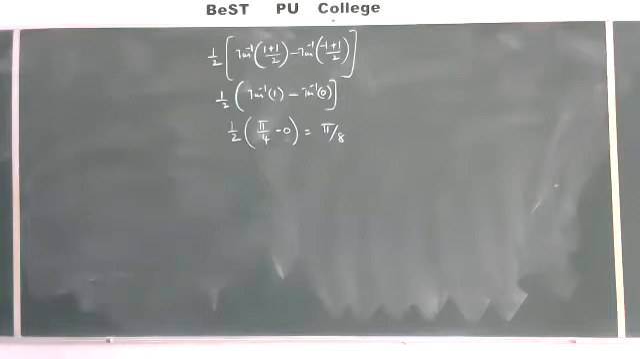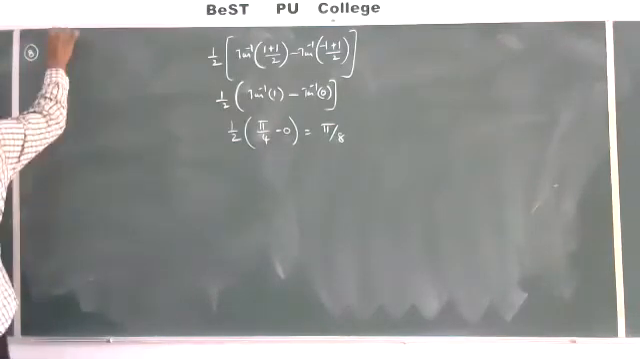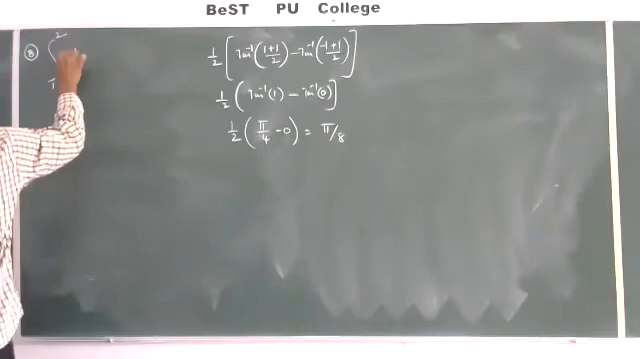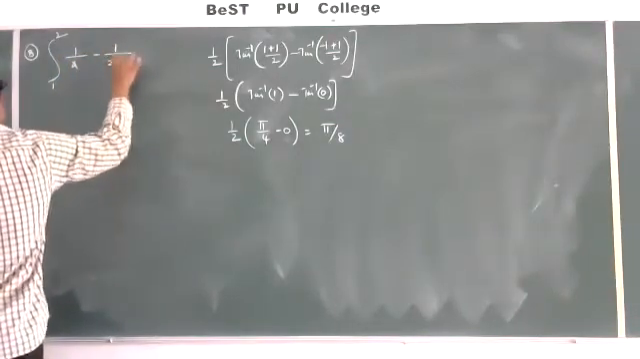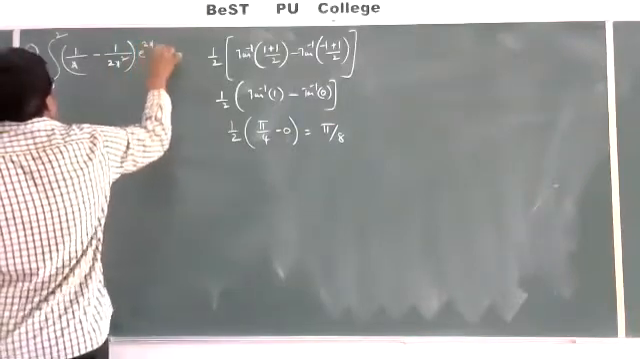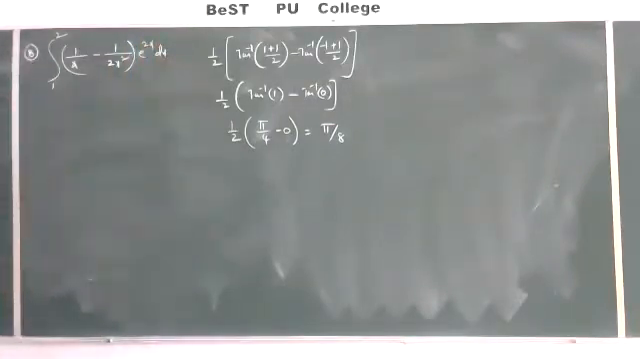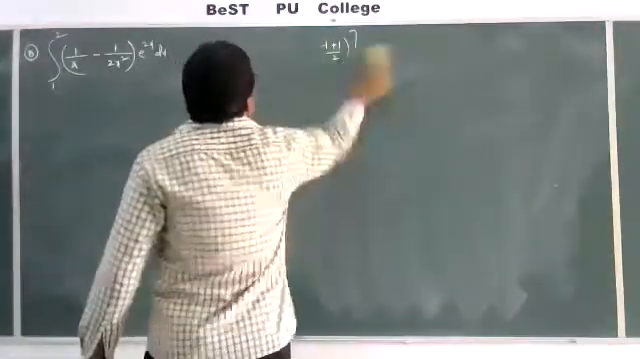That's the 7th problem. Yes, 8th problem. Integral 1 to 2, 1 by x minus 1 by 2x square into e power 2x dx.